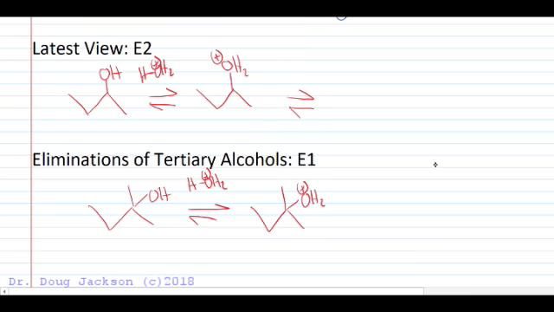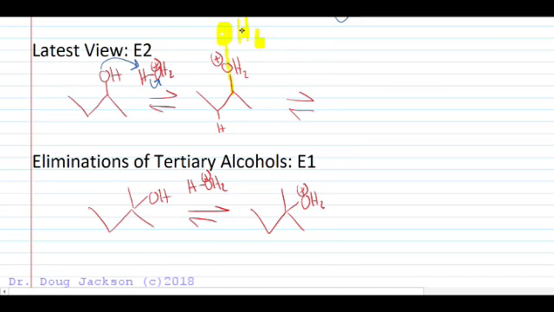Now, the latest view on this secondary is that we're not going to go through that secondary carbocation. We are going to still protonate to activate our leaving group, but we're going to undergo E2 elimination instead. So yes, that leaving group, before it leaves, is going to be all the way out here. It's going to be way, way long. There's a big delta plus forming on that carbon.